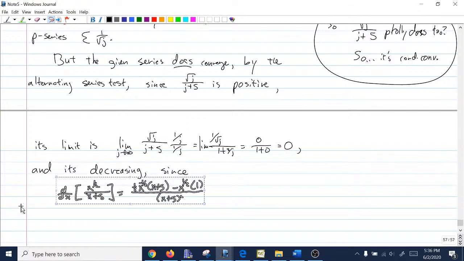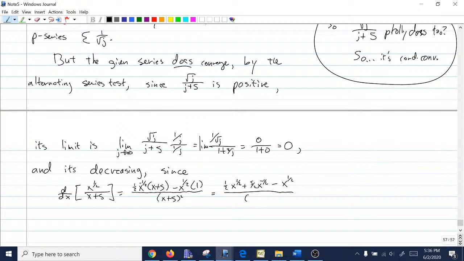Since the derivative of this is 1/2 x to the 1/2 plus 5/2 x to the negative 1/2 minus x to the 1/2, over x plus 5 squared. Those two terms combine. I'll go ahead and do that in one step, since anyone following me can simplify that. I get this minus 1/2 of that.